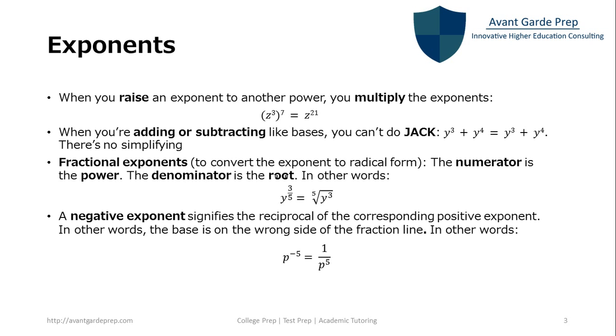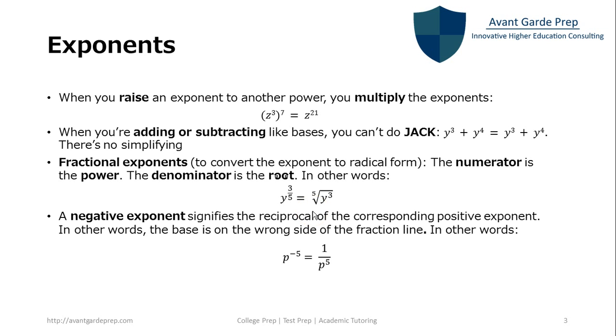If you have a negative exponent, this is simply the reciprocal of the positive exponent. Here you can see p to the negative 5th is actually equal to 1 over p to the 5th. This will come in handy very often on the SAT.